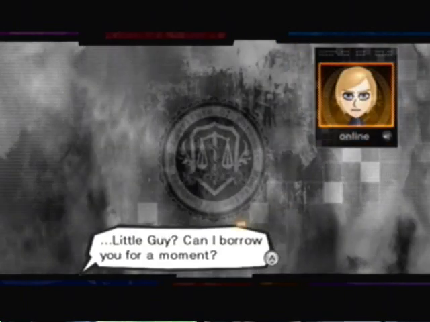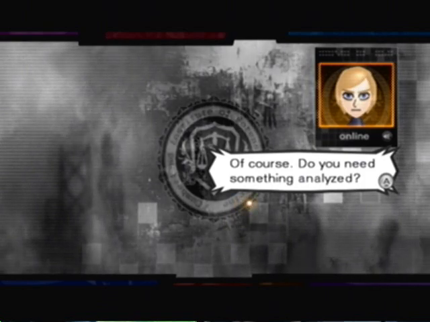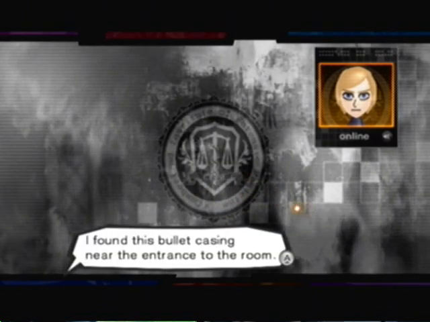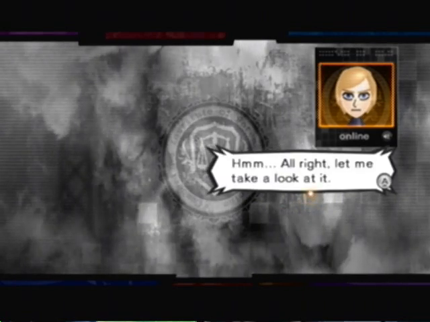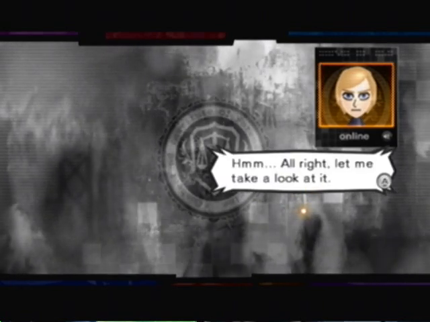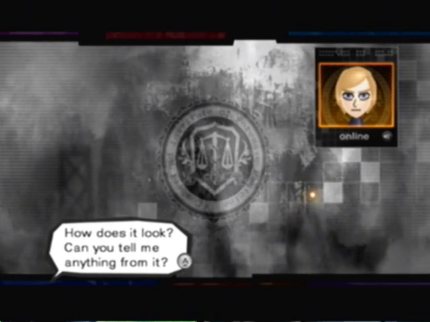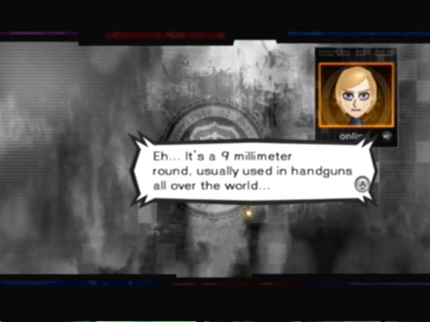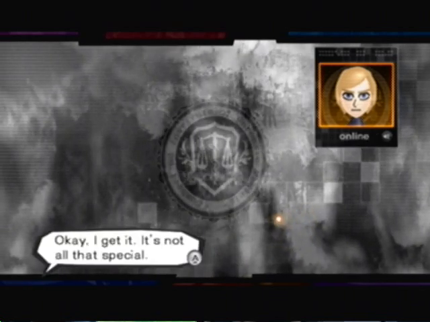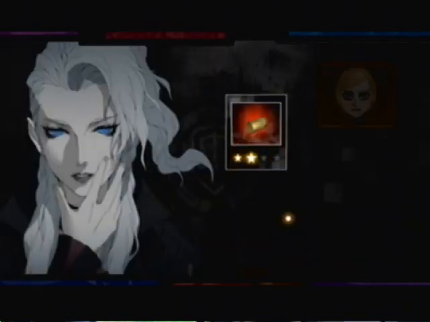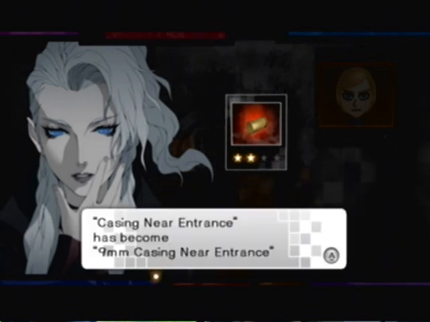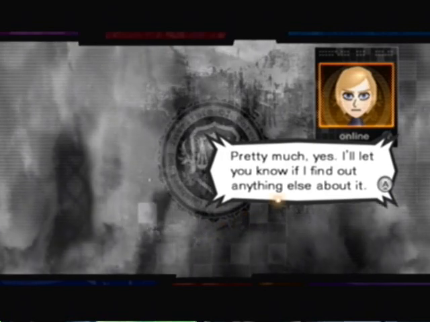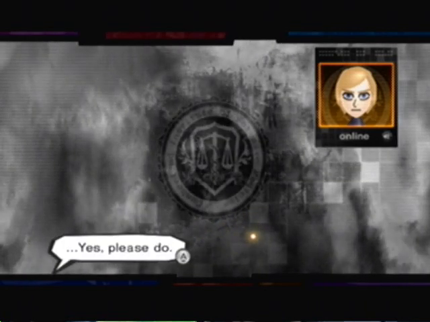Little guy, can I borrow you for a moment? Of course. Do you need something analyzed? I found this bullet casing near the entrance to the room. All right, let me take a look at it. How does it look? Can you tell me anything from it? It's a 9mm round, usually used in handguns all over the world. Okay, I get it. It's not all that special. Pretty much, yes. I'll let you know if I find out anything else about it. Yes, please do.